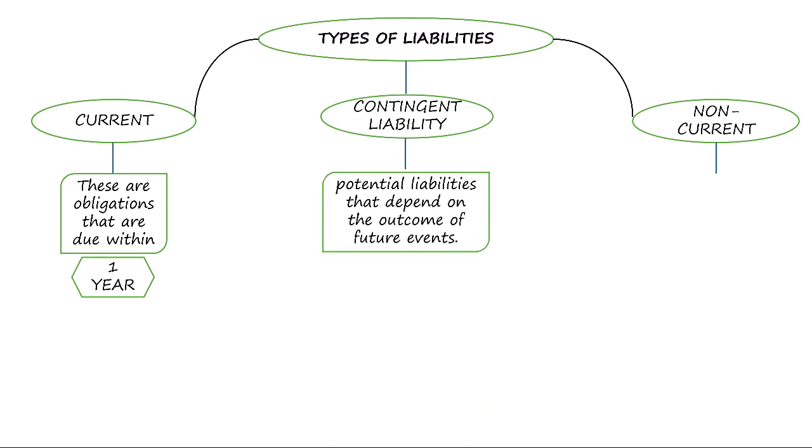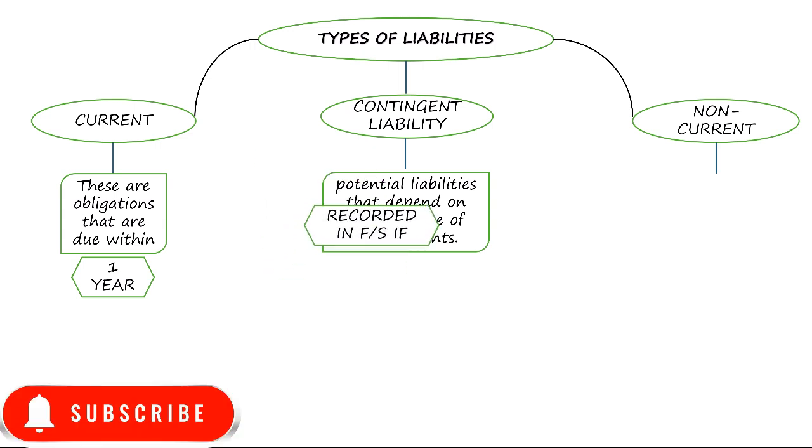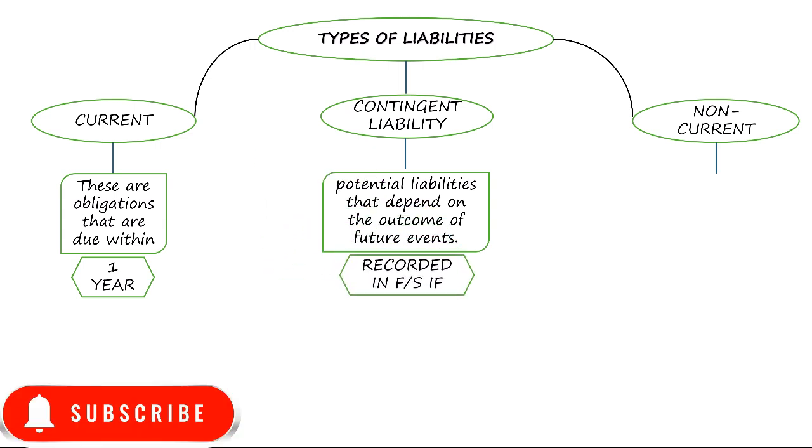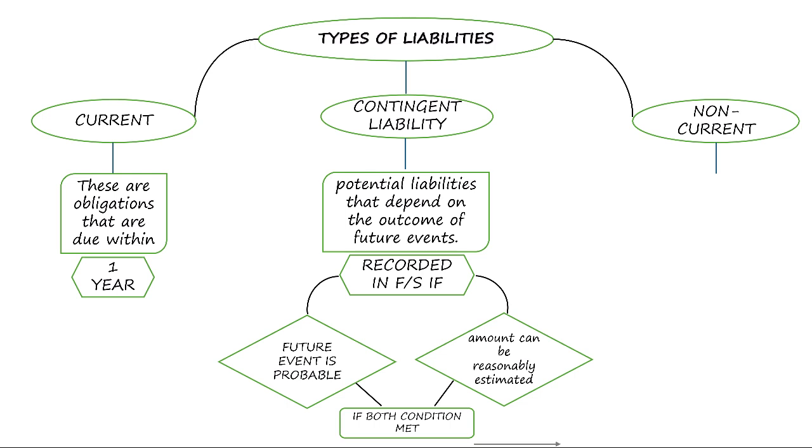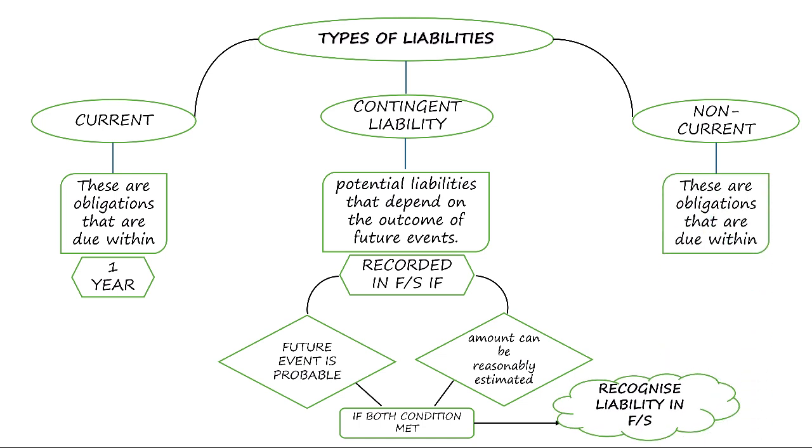Contingent liabilities are potential liabilities that depend on the outcome of future events recorded in financial statements. If the future event is probable and the amount can be reasonably estimated, if both conditions are met, recognize the liability in financial statements. Non-current liabilities are obligations that are due in more than 1 year.